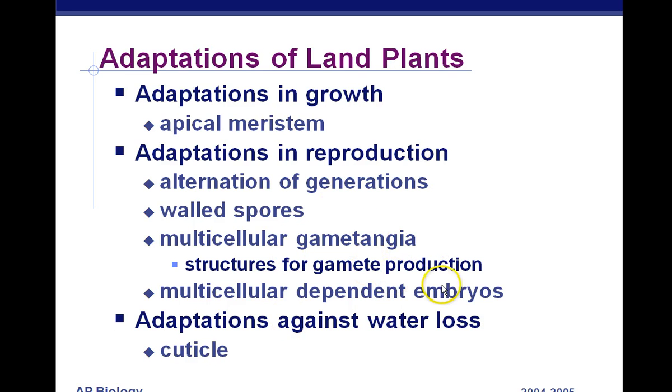And we have multicellular dependent embryos within a seed that is going to protect the embryo within the seed from drying out. And then we also have adaptations against water loss. A cuticle is a waxy covering that prevents the water from evaporating right through the leaves. And these are adaptations all plants have.